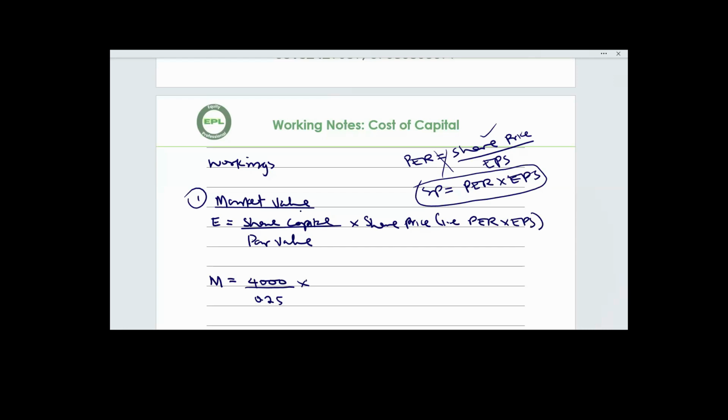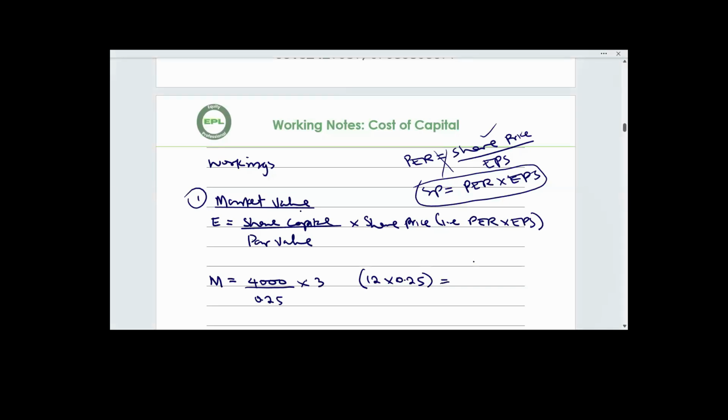So for Mississippi, I would go to the question: what's the price earning ratio of Mississippi? 12 times. So 12 multiplied by, what is earnings per share of Mississippi? 25 kobo, that's 0.25. So 12 multiplied by 0.25 equals 3 naira.